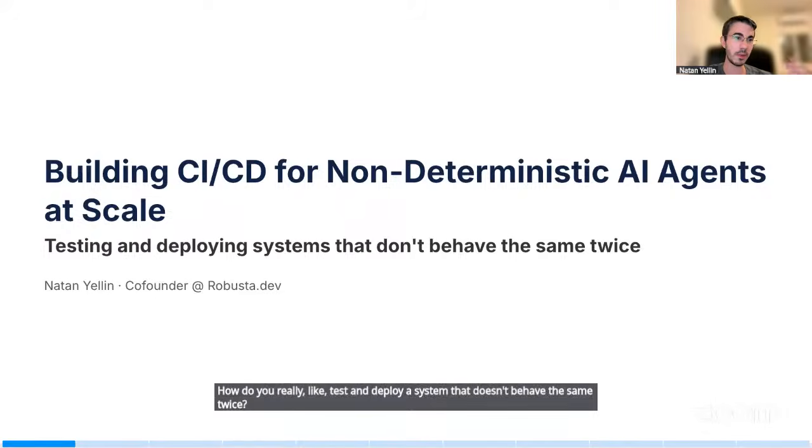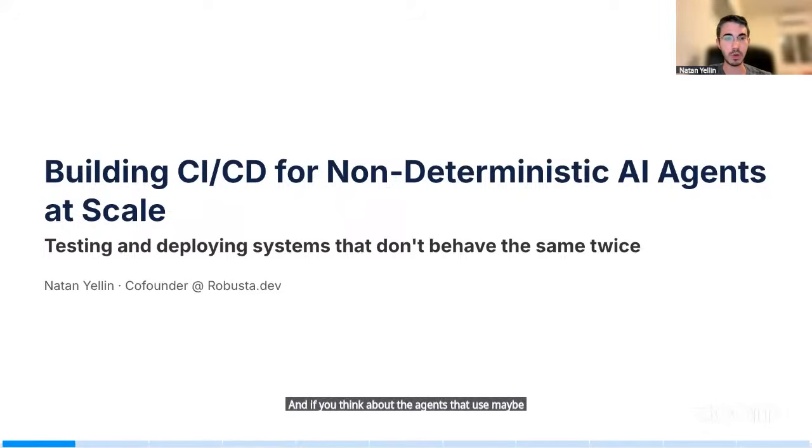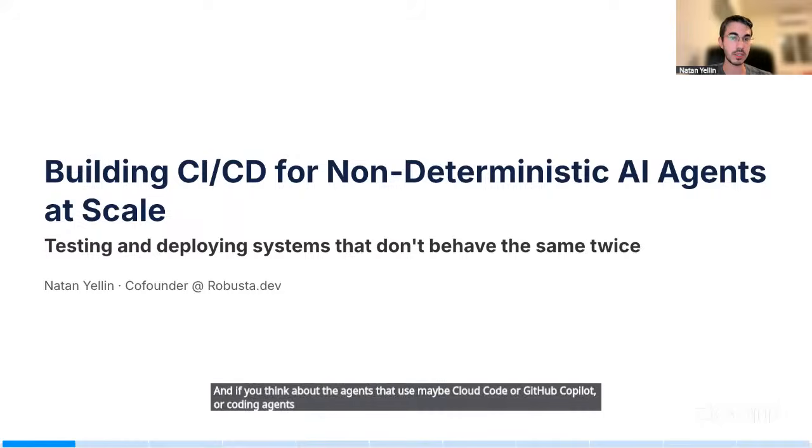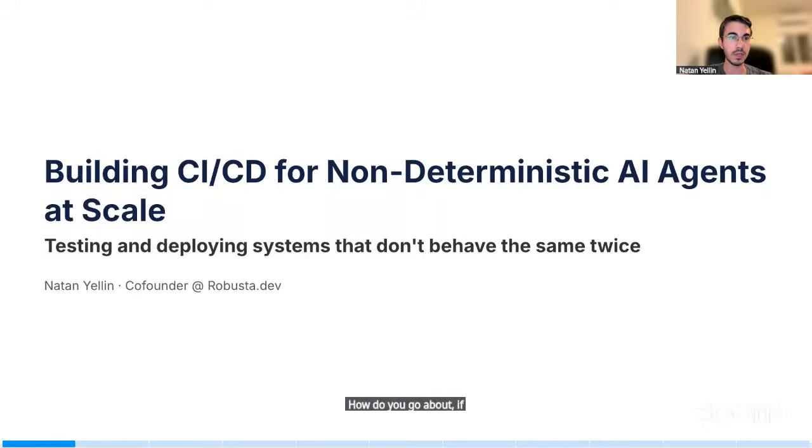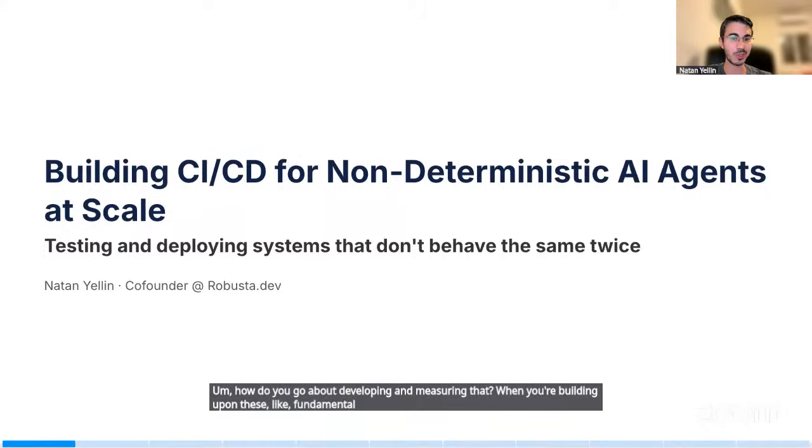And if you think about agents that use maybe Claude Code or GitHub Copilot, or coding agents, or if you're using agents to do DevOps tasks, how do you go about developing and measuring that, if you're a company developing one of these, when you're building upon fundamental building blocks like large language models that are fundamentally unreliable? You give the same input twice, you get different output two times back.